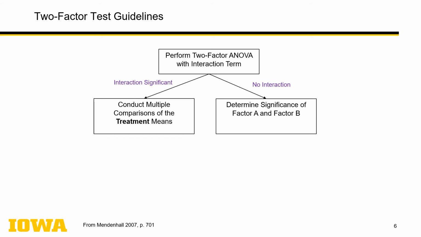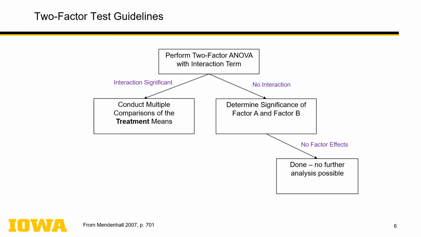Okay, so what we're hoping for again is that there is no interaction. Then we can determine the significance of factor A and factor B. We can look to see whether or not the p-values on those factors are significant or not. And then if they're not, well, there are no factor effects. Okay, you're done. You've proven basically you cannot reject the null.